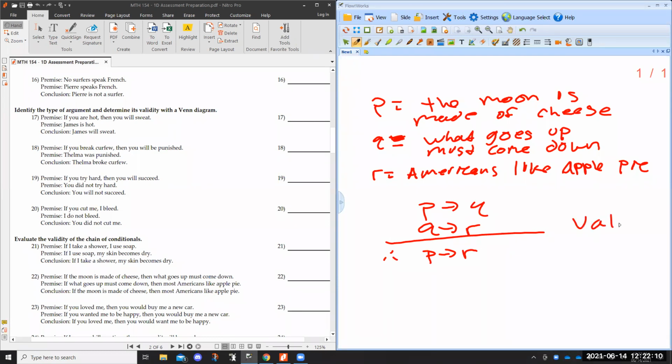It has nothing to do with if it's true or not true. Just that it's valid. That if the moon is made of green cheese, according to this set of premises that we assume are true, then Americans like apple pie.